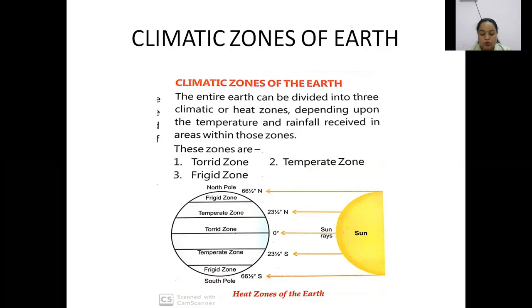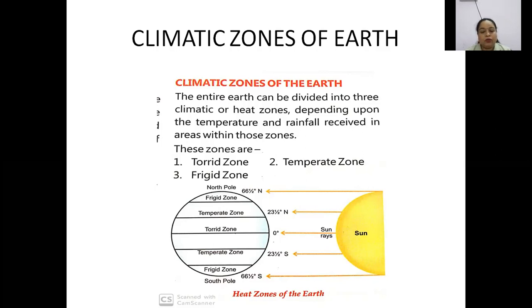This zone is spread near the equator, and the sun rays fall directly, making the area extremely hot and humid. Can you please see there? The sun rays are falling over that particular area and making it very hot. That is called the torrid zone.